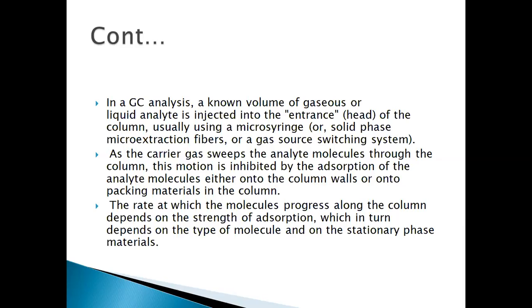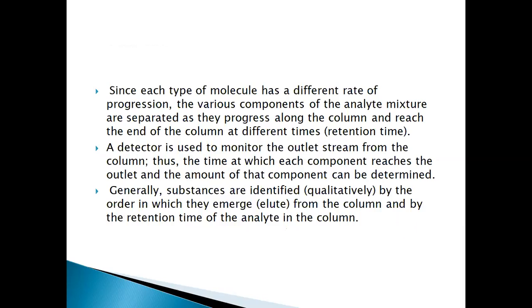As the carrier gas sweeps the analyte molecules through the column, this motion is inhibited by the adsorption of the analyte molecules either onto the column walls or onto packing materials in the column. The rate at which molecules progress along the column depends on the strength of adsorption, which in turn depends on the type of molecule and on the stationary phase material. Since each type of molecule has a different rate of progression, the various components of an analyte mixture are separated as they progress along the column and reach the end of the column at different times. A detector is used to monitor the outlet stream from the column. The time at which each component reaches the outlet and the amount of that component can be determined.